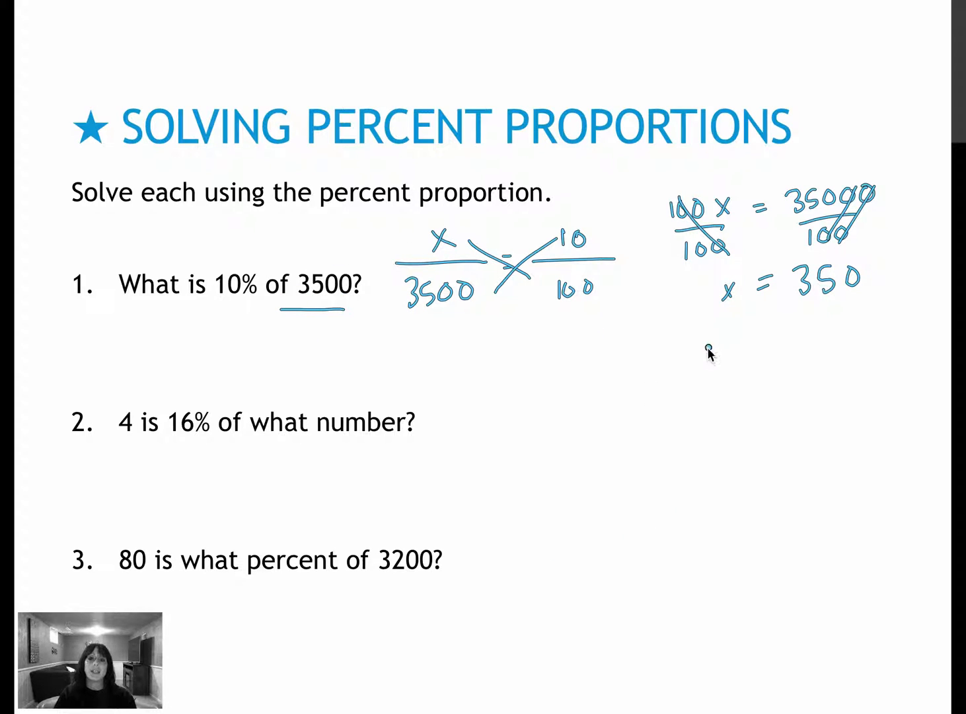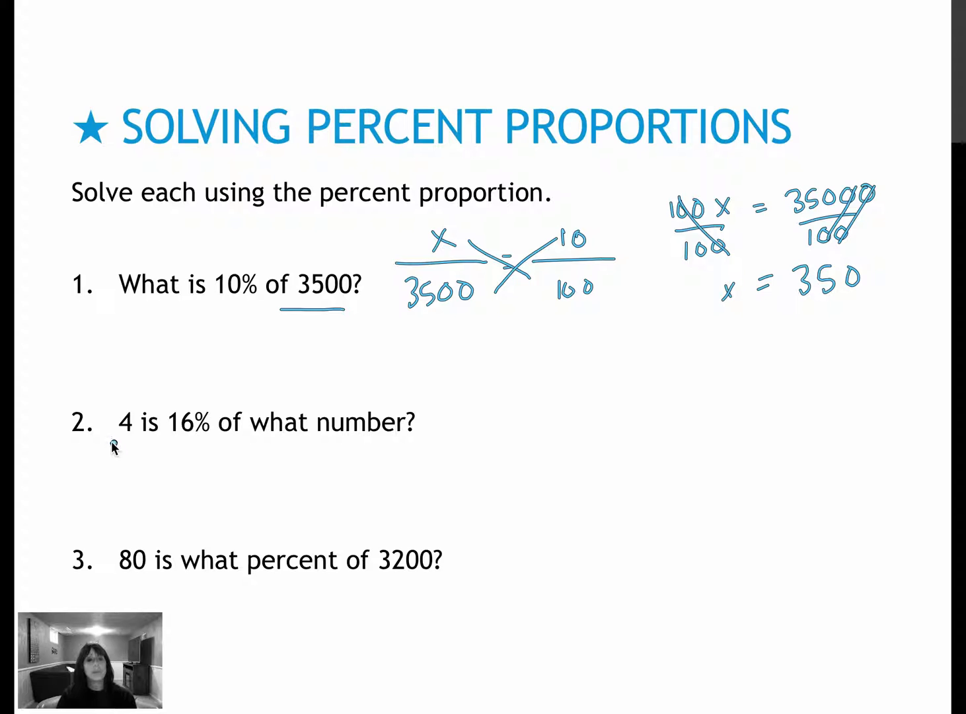Now, you might think, well, why did I have to set up a proportion? Why can't I just set up an equation? Why can't I just multiply by 0.1? In a lesson coming up, we'll talk about how to set up the equation. But again, this is an algebra class, so it's important that you understand how the proportion would work.